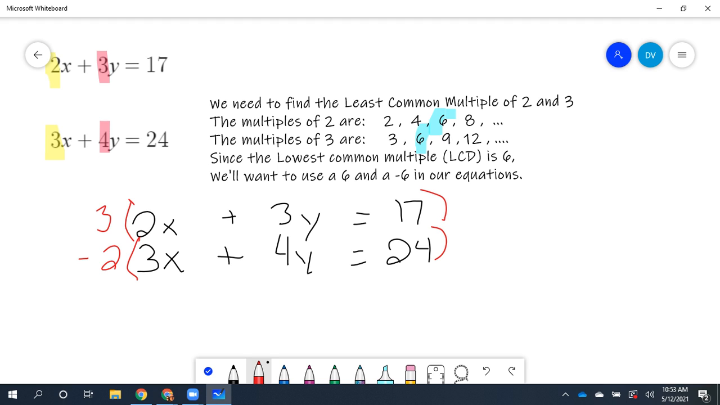Now we need to go through and do what I just said. We need to actually multiply everything across the board, everything that's red by everything that's black. In other words, we're going to multiply this 3 times 2x, and that's going to give us 6x.